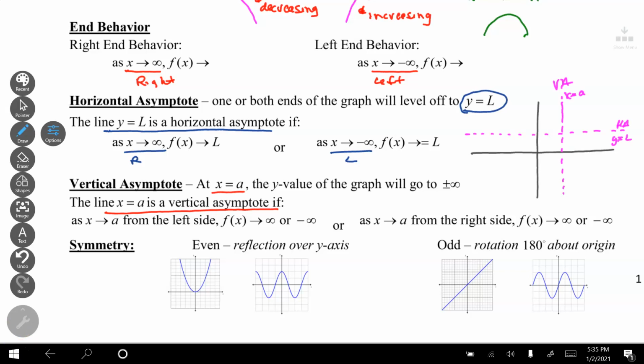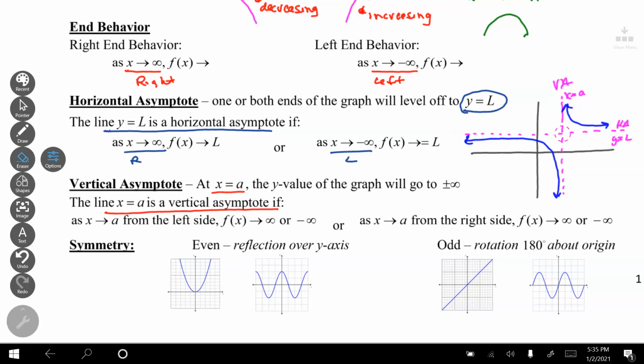So I've drawn a little grid, and I've drawn pink lines for my vertical and horizontal asymptotes, VA for vertical, HA for horizontal, and here's a graph that fits the conditions that I'm talking about. As you see, this left side of the graph is leveling off to y equals L, and the right side of the graph is leveling off to y equals L as well.